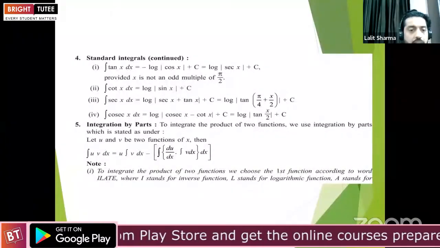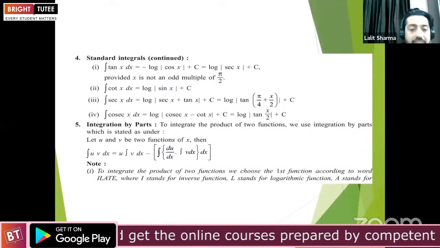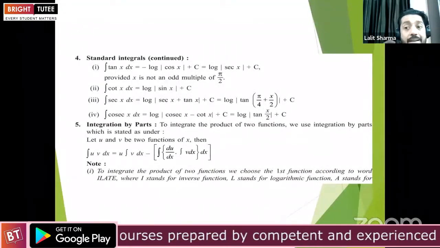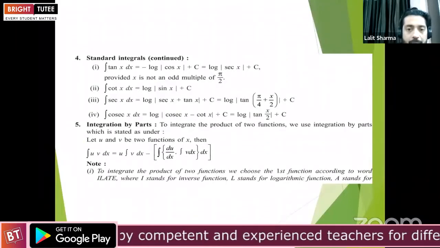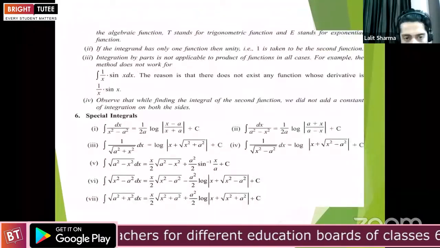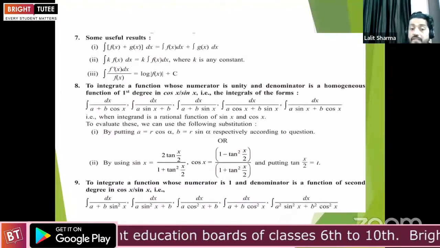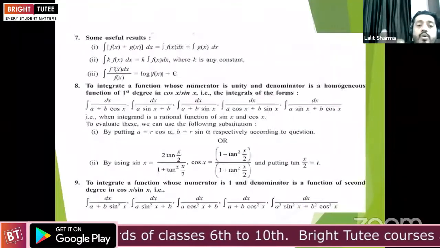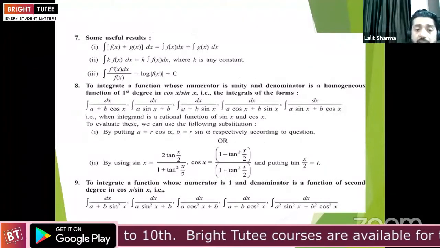Then again the standard formula, how to do integration by parts, what is isolate, everything is given in brief. It is very precise, because in term 2 you have to be precise as a student, and as a teacher also. Then again these special integrals which are very, very important. Then how to solve such types of integrals.